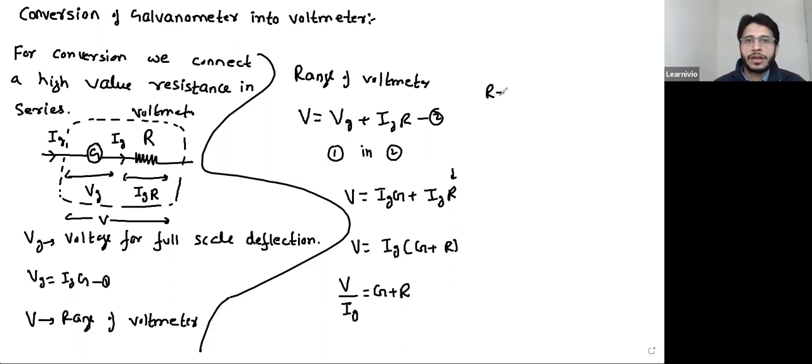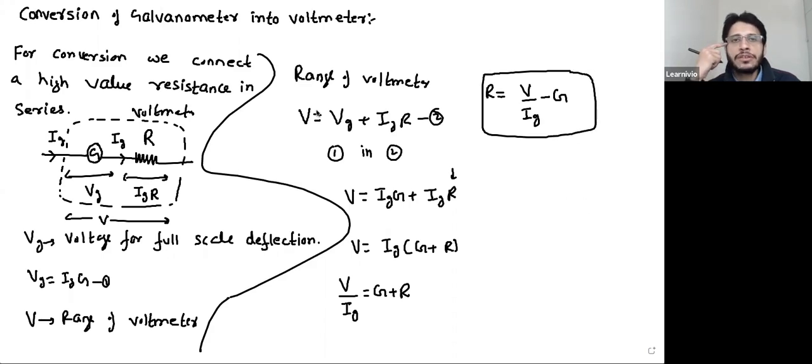Next, you can calculate R, which is V by Ig minus G. So this is the value of resistance R connected in series. That's V by Ig minus G. So as you can see, R is directly proportional to range. So higher the range of the voltmeter, higher would be the value of resistance that you will connect in series.